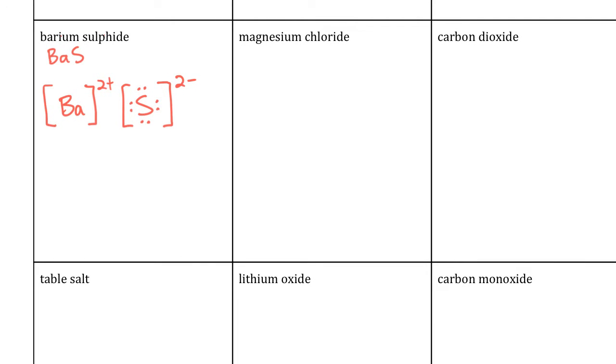Magnesium chloride. Magnesium is a metal, chloride is a nonmetal. This is ionically bonded. Let's figure out the ratio. So magnesium is 2+ and Cl is 1-. So it must be MgCl2 in order to be balanced, because you need 2 of the Cl minuses to balance out 1 of the Mg2+. And so that compound exists in the ratio of 1-to-2.